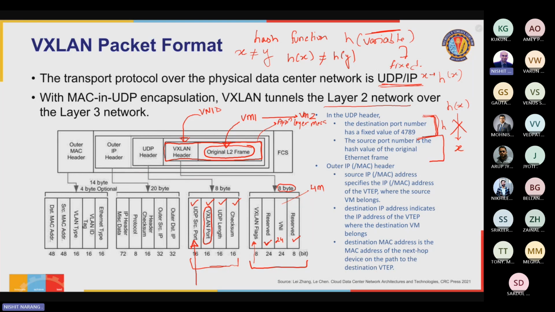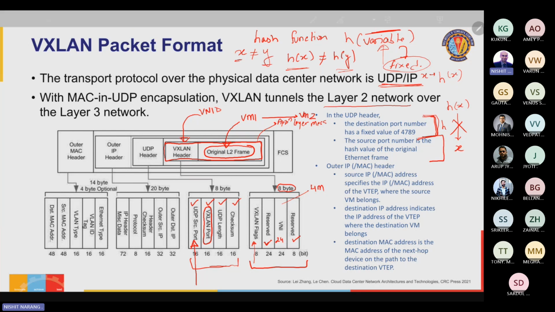But for now, just remember a hash function is a function such that, given a variable length payload, it will generate a fixed size value, which we call the hash value, such that if the input x is not equal to input y, then the hash of x will never be equal to the hash of y. That's the property of hash functions.